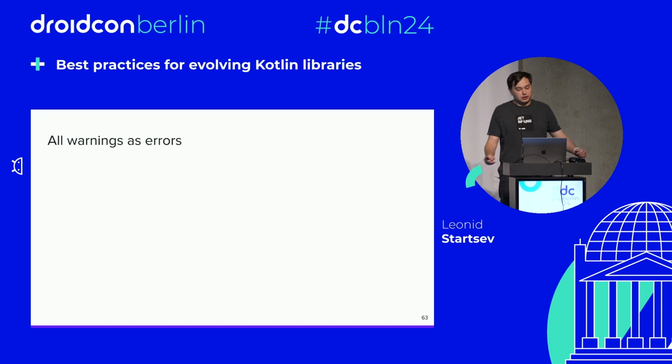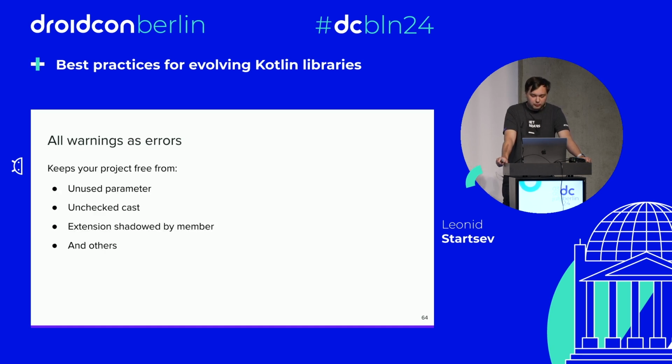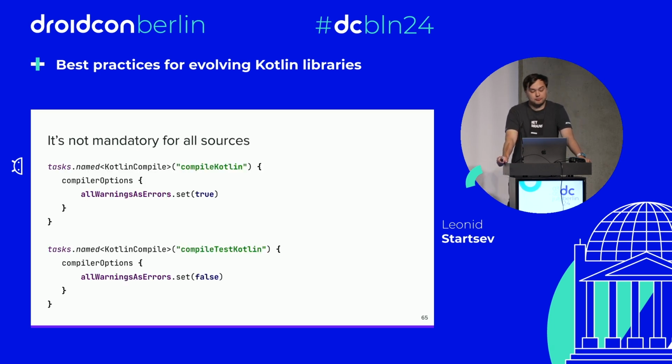And the last thing I can recommend is just using the good old all warnings as errors setting. There are several warnings that can affect your library and your code, such as unused parameter, for example. If you added a parameter to a function, released it, and then find out it is unused, you can't take it back from public API because it will break everything and you have to live with it. So it's better to catch unused parameters as early as possible. The same goes for extension shadowed by member and a lot of other warnings. So it is quite a useful setting.